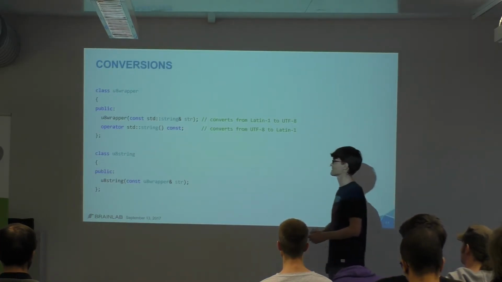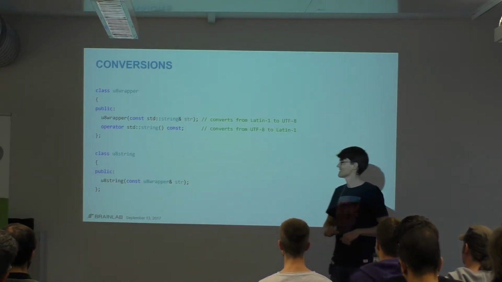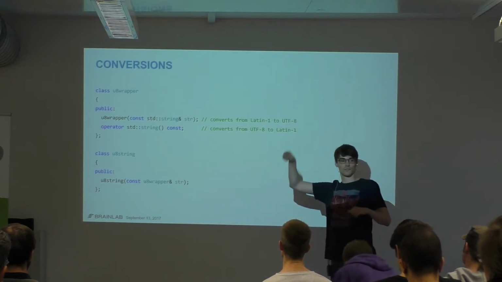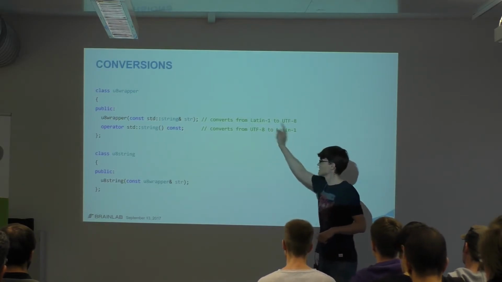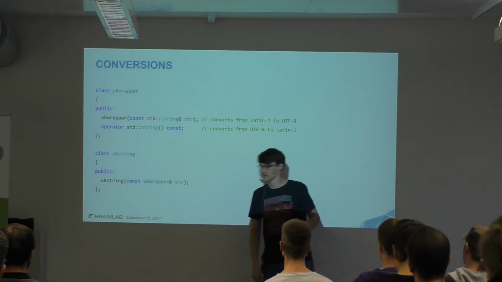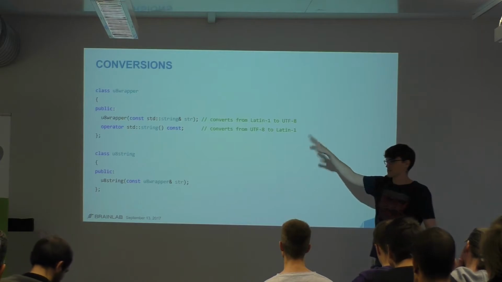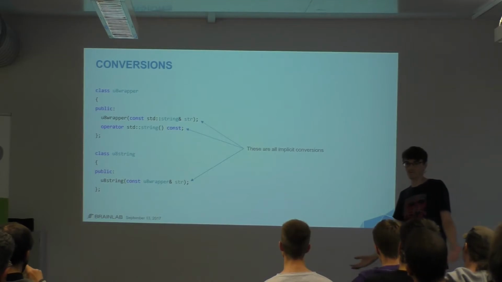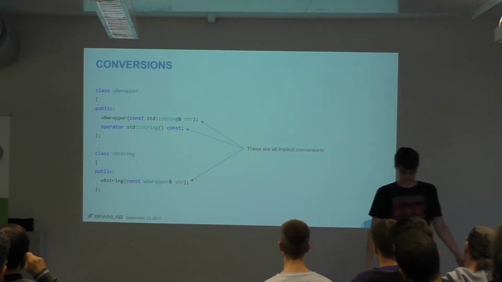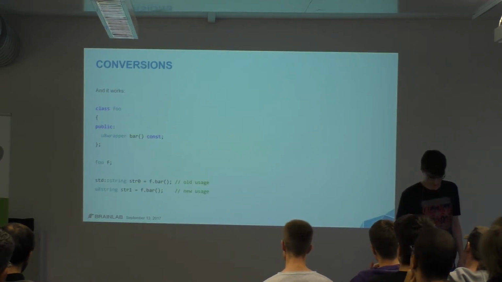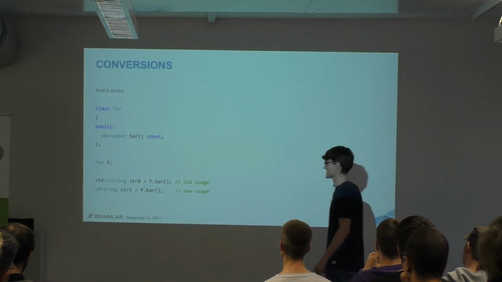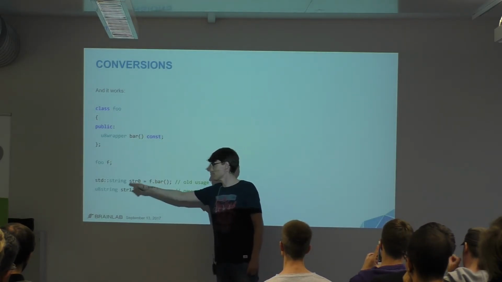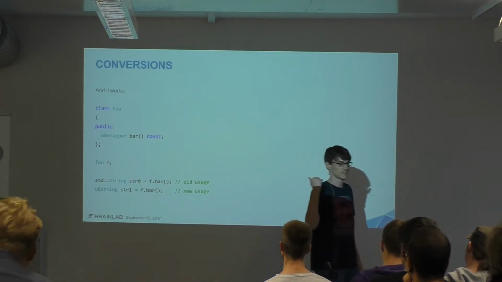Well, quite easy. Just write a bunch of constructors and conversion functions. A U8wrapper can be constructed from string and can be converted back to string, which is of course still Latin 1. And a U8string can be converted from U8wrapper. So it doesn't matter how you write it. All those three functions can be used for implicit conversion. Okay, and it works. Great. Now we can use the function bar, which returns a U8wrapper, in both contexts, and it will have the right encoding.